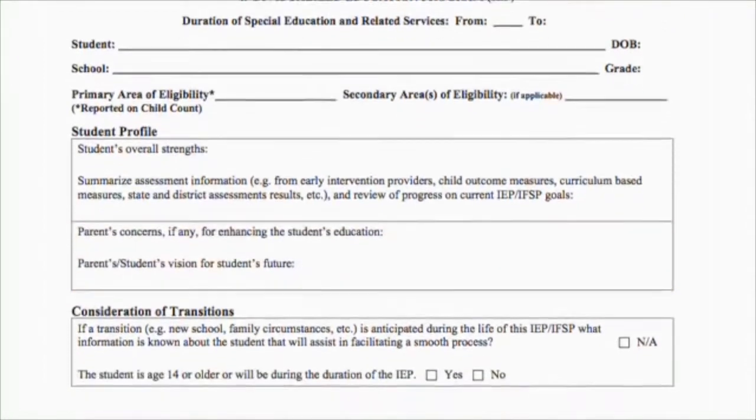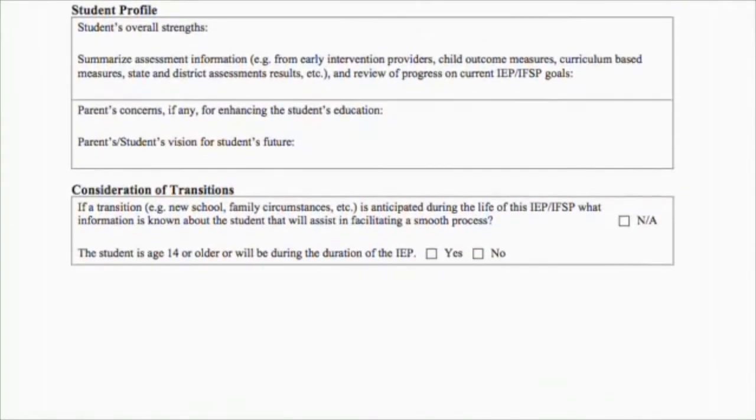The team will consider any upcoming transitions. For example, your child may be moving into kindergarten from preschool, transferring into a new school, or there may be changes in your family's circumstances. If a transition is expected at any time during the 12-month IEP period, you and the other team members will discuss any information that could be used to make the transition a smooth one.